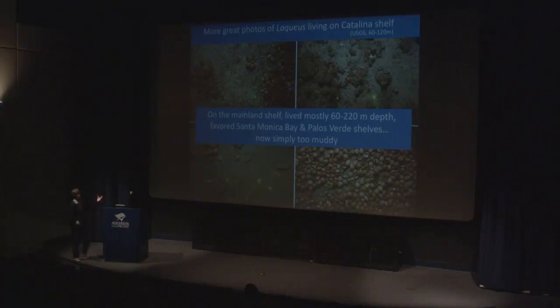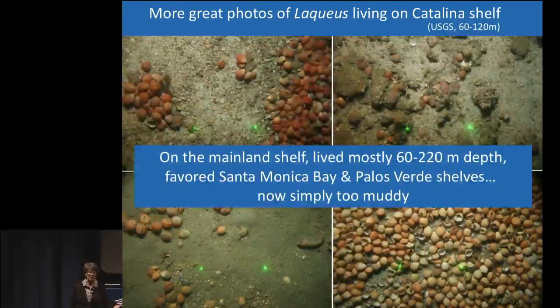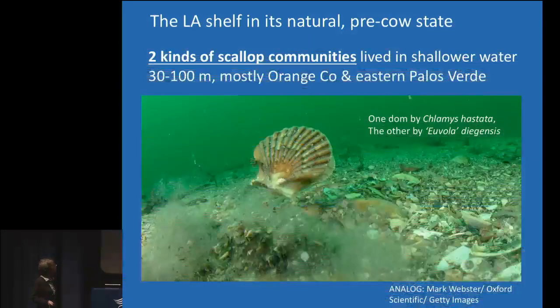Here are some other pictures. I can't resist, I know you're not Paleozoic paleontologists, but who can resist pictures of living brachiopods on the seabed? We have them in little clumps. We got excited, and then we saw carpets of these things. It's just insane. But you can see how coarse-grained the sediment is. The Catalina shelf is still quite sandy and gravelly.